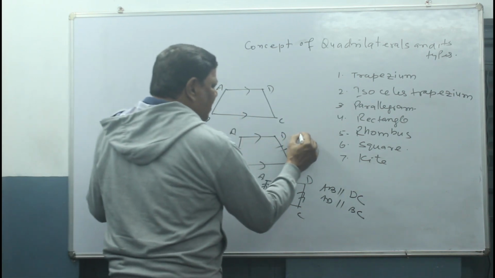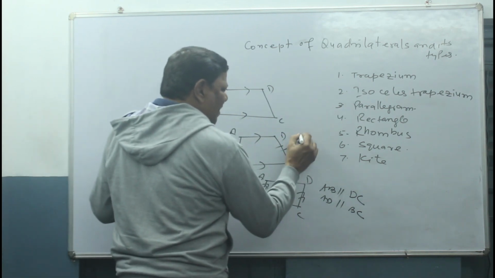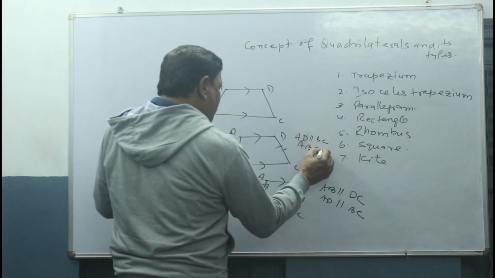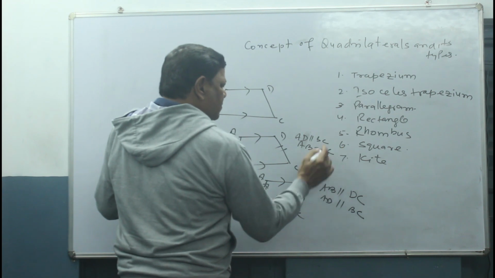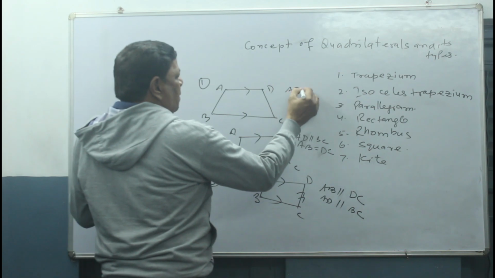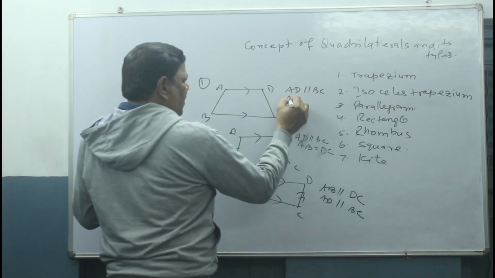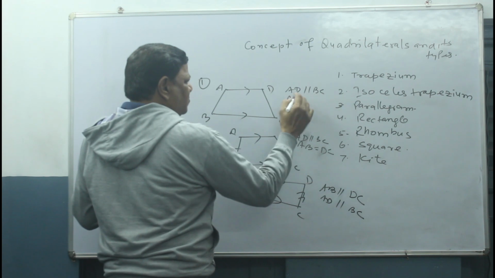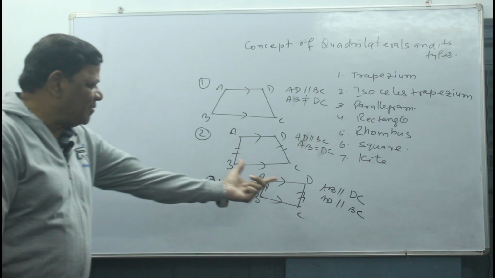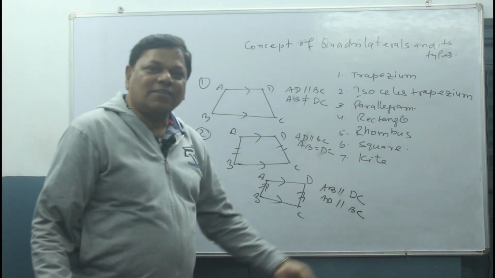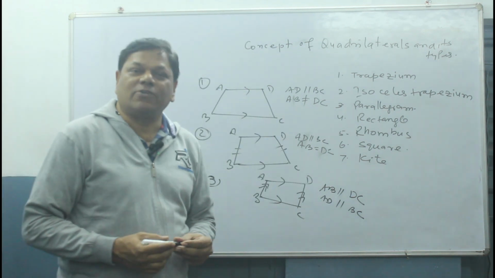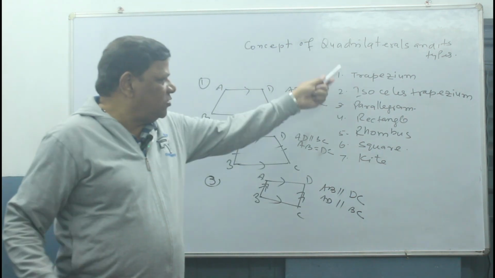Here, what I said, children? AD parallel to BC and AB equal to DC. And here, AD is parallel to BC, but AB is not equal to DC. This is the difference, I just explained it briefly. See, if opposite sides are parallel in a quadrilateral, that is called a parallelogram. So you have understood these 3.